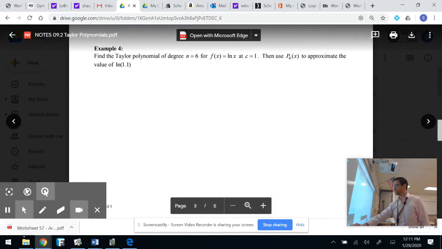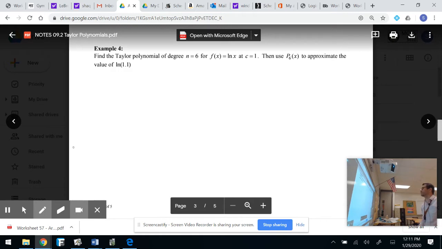Example 4. All right, here we go. Example 4, let's check it out. Find the Taylor polynomial of degree n equals 6. Oh, we've got to go to n equals 6. Then use that to approximate the natural log of 1.1. All right, what do they tell me? Oh, they tell me to center it at 1.